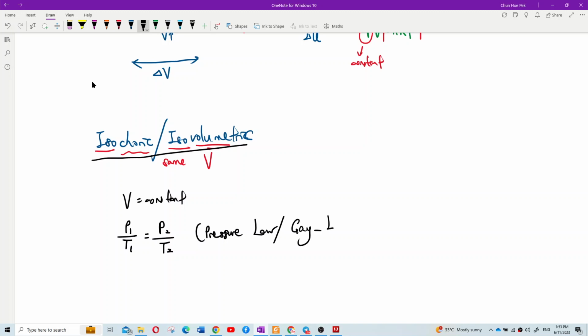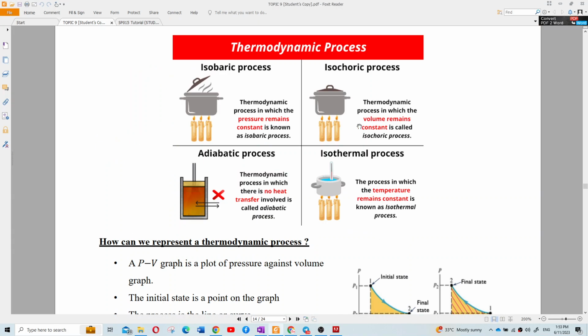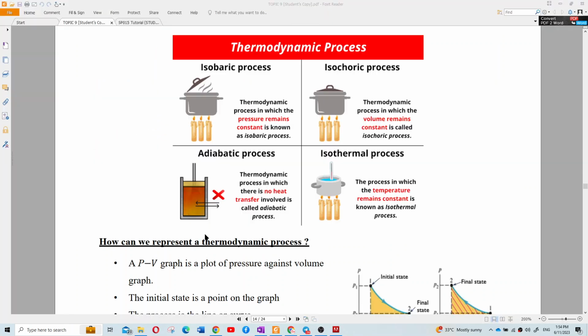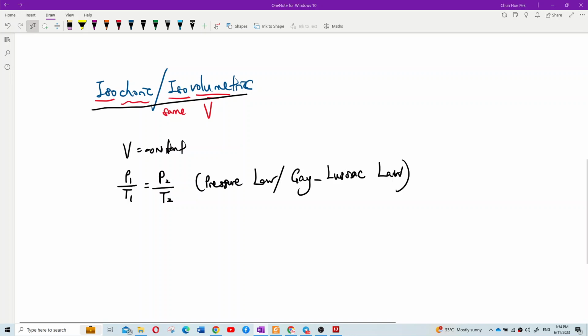Or, the infamous name, Gay-Lussac. Don't say it wrongly. It is another person's name, please respect. Gay-Lussac law. Understand? So this is Gay-Lussac law, the pressure law. Okay? So have we learned the graph for this one?